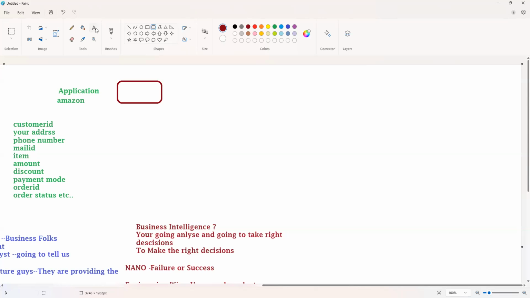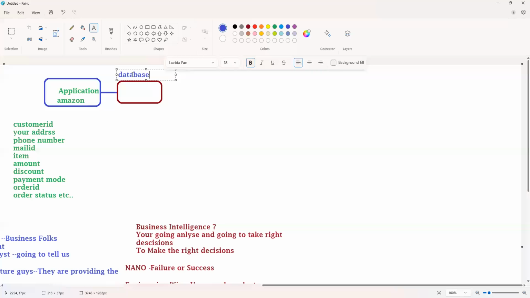This is the front-end application, the UI. Once you do transactions in the UI, behind the scenes there is a database present, connected through an API, an application interface, and it is going to store the data. What can we call this database? This is called OLTP, Online Transactional Processing System.